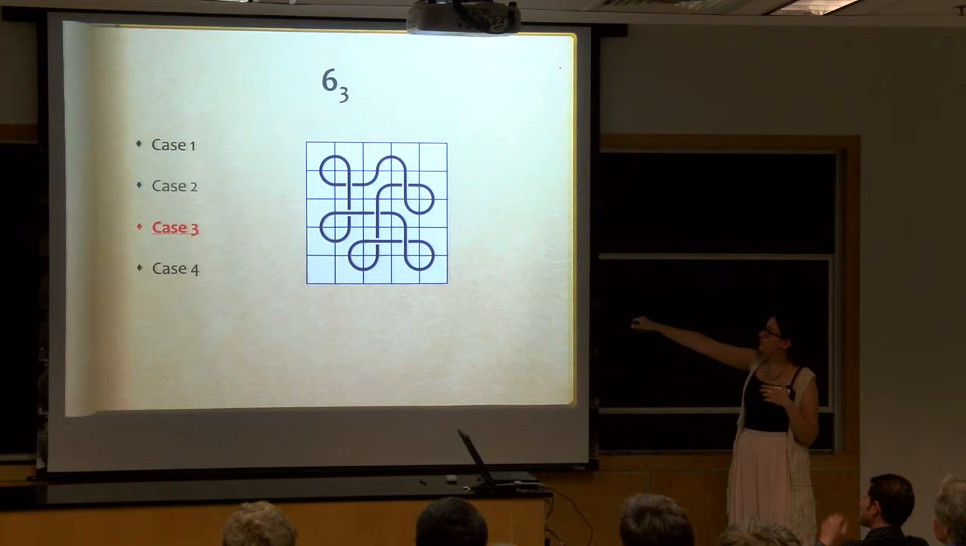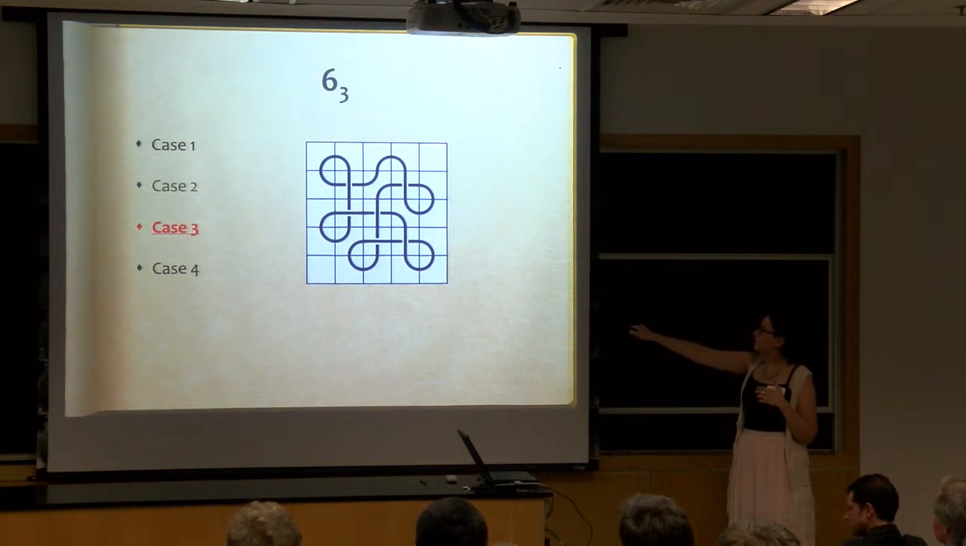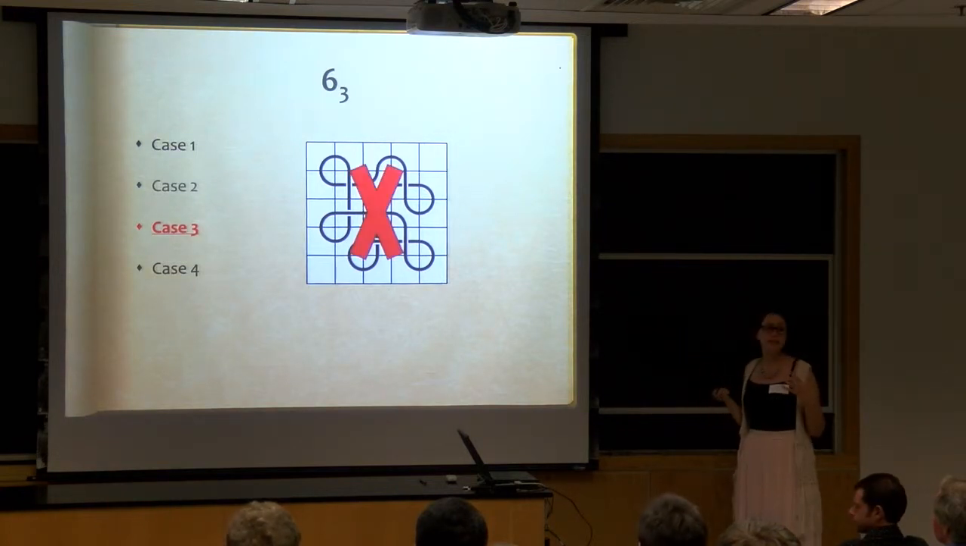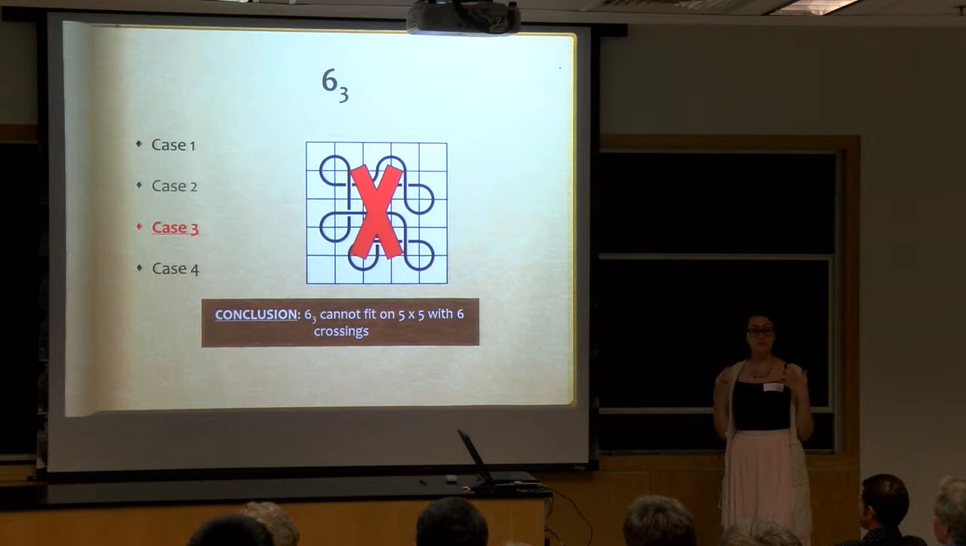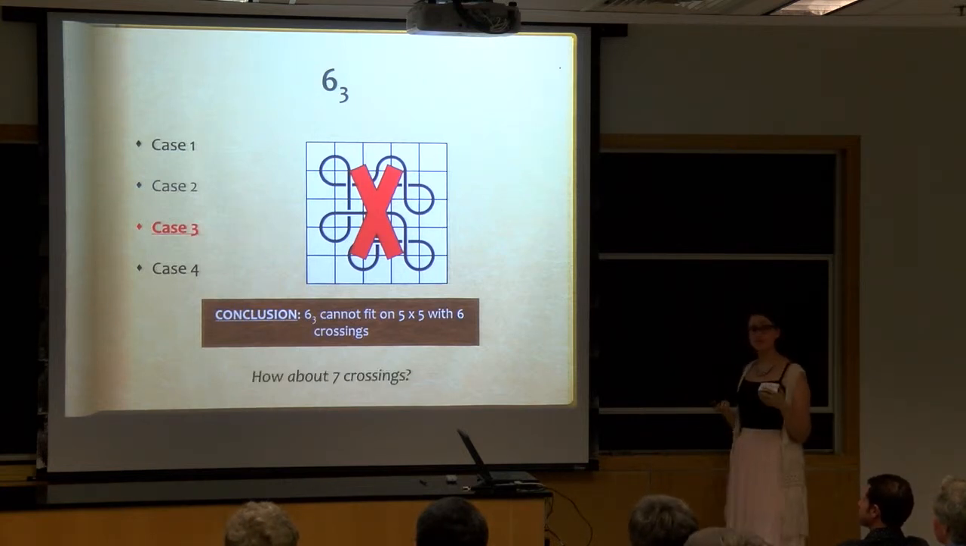Case 3, again, you get those Reidemeister type 1 twists, not what we wanted. In case 4, we didn't even have to check. So basically, we were able to conclude that 6-3 cannot fit on a 5x5 with 6 crossings. But then our question was, can we do it with 7 crossings? Because remember, that 6-1 knot was able to fit on a board when you added a crossing.